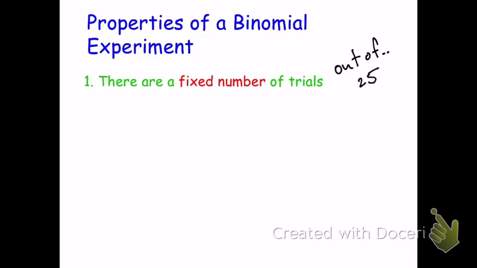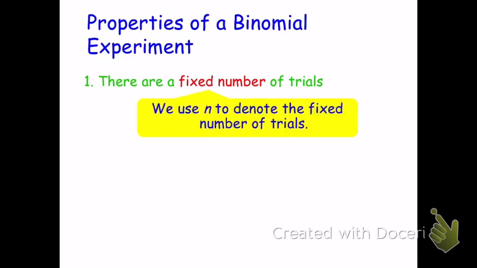So out of 25 babies. Out of 10 light bulbs. Out of 7 cows. Something like that. So they're always going to give you a fixed number.